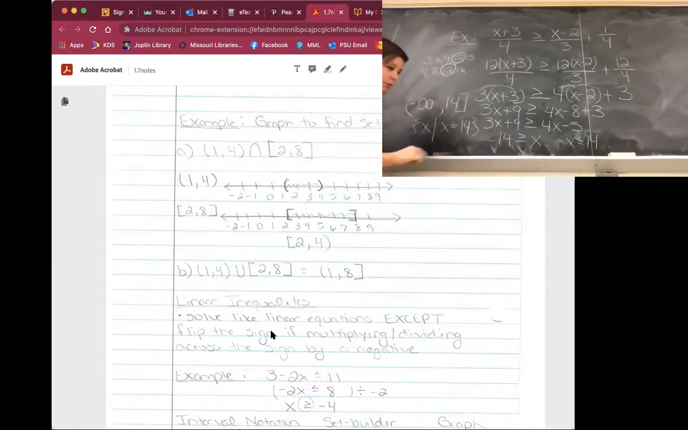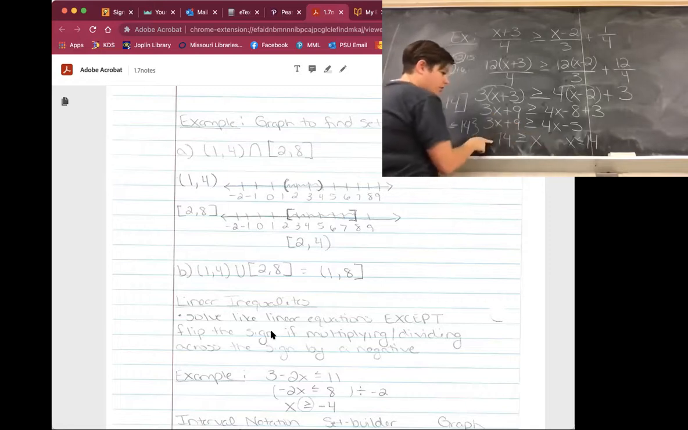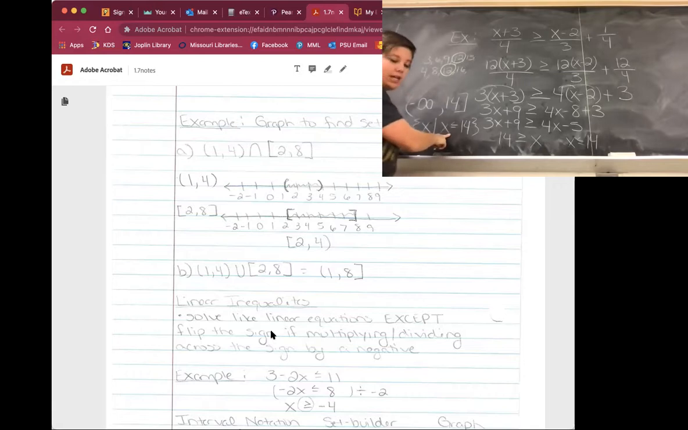You might be asking, well, what if I didn't switch it over here? What if I left it as 14 is greater than or equal to x? Could I put that in here instead? Yes, you can. It does not matter either way. Both are correct.